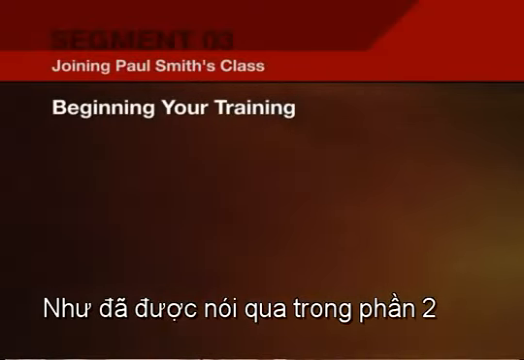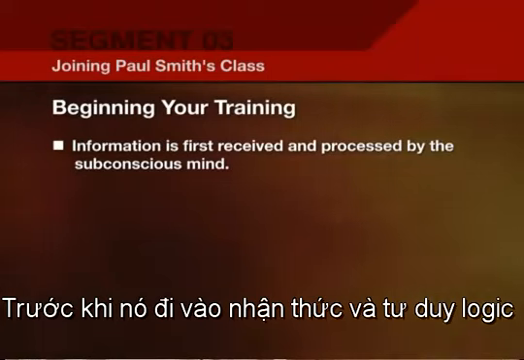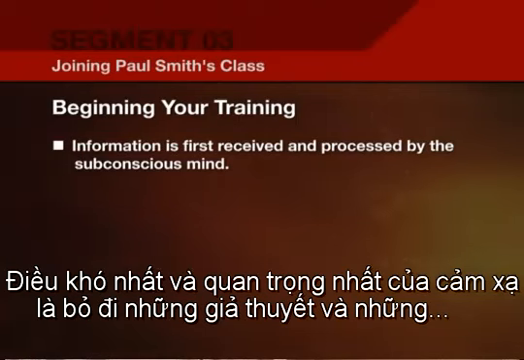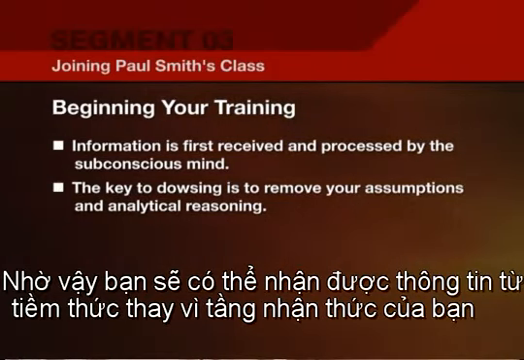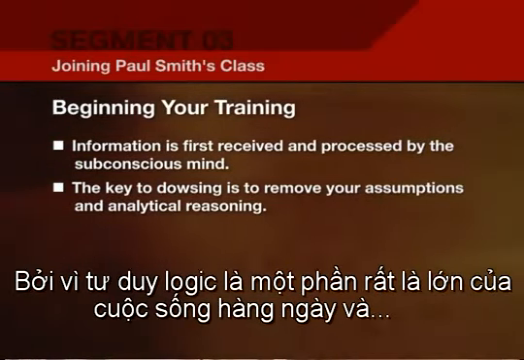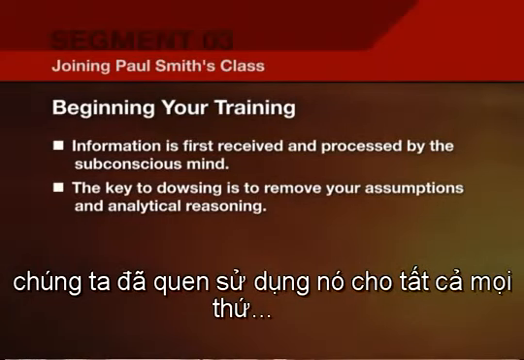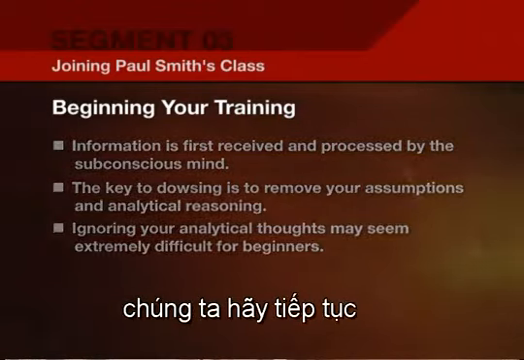As reviewed in segment 2, information is first received and processed by the subconscious mind before it enters analytical reasoning and conscious awareness. Though more simply stated than executed, the key to dowsing is to remove your assumptions and analytical reasoning regarding the desired information, thereby obtaining more intuitional data from the subconscious rather than from analytical means. Because your analytical mind is such a large part of your daily life, we are conditioned to use it for everything. Therefore, ignoring your analytical thoughts may seem extremely difficult for beginners. Let's continue.